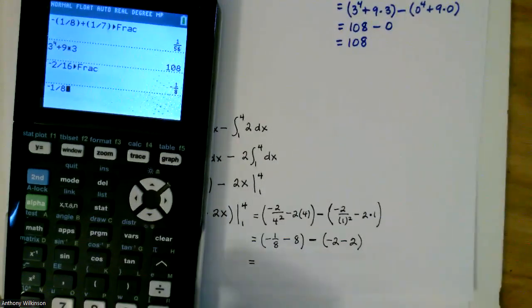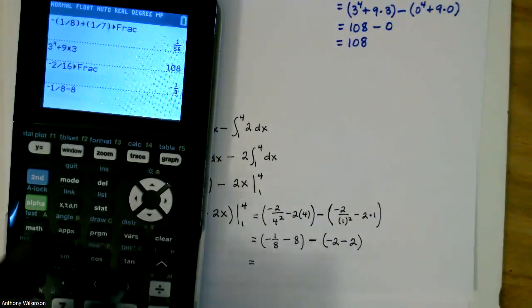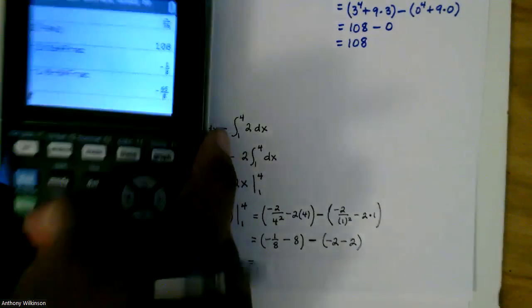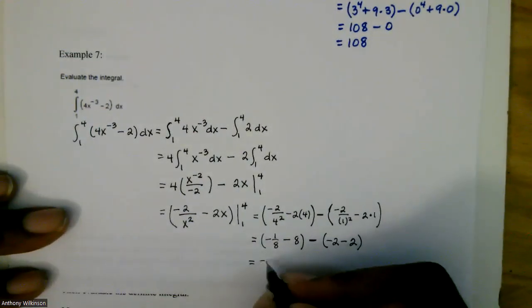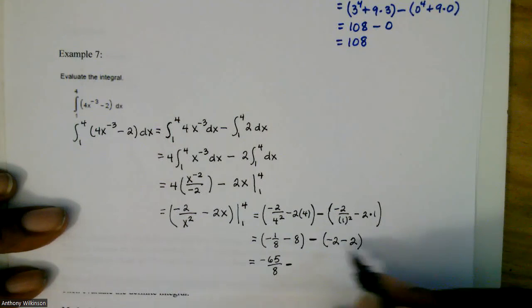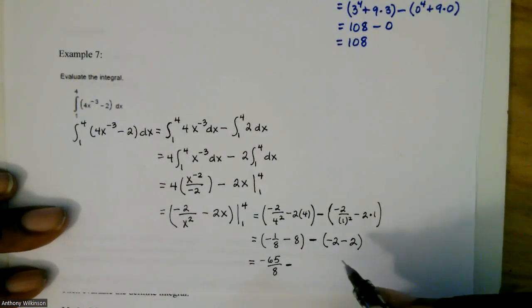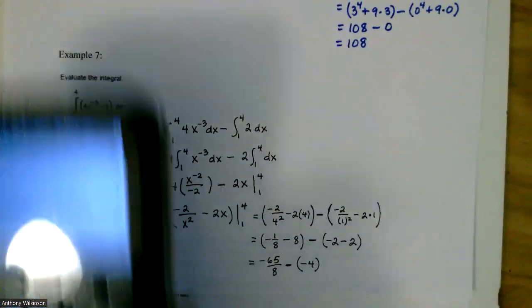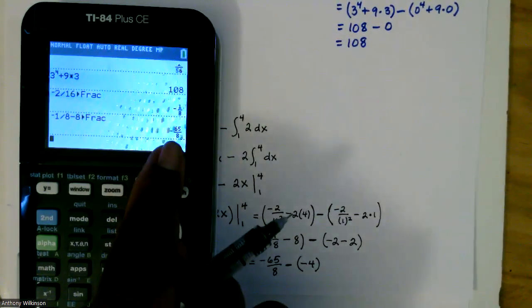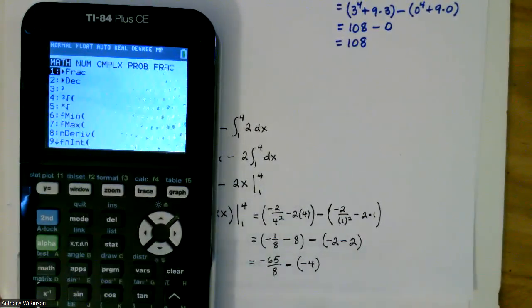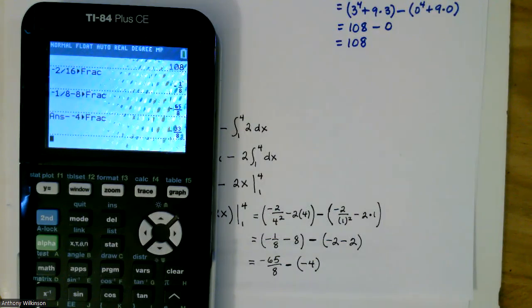Negative 1 divided by 8 minus 8. Press the math key. Select number 1 for fraction. It'll be negative 65 over 8. Minus negative 2 minus 2 will be negative 4. And since I got negative 65/8 in the calculator, I'm going to go ahead and do minus negative 4, and then press the math key, select number 1. This will end up being negative 33 over 8.